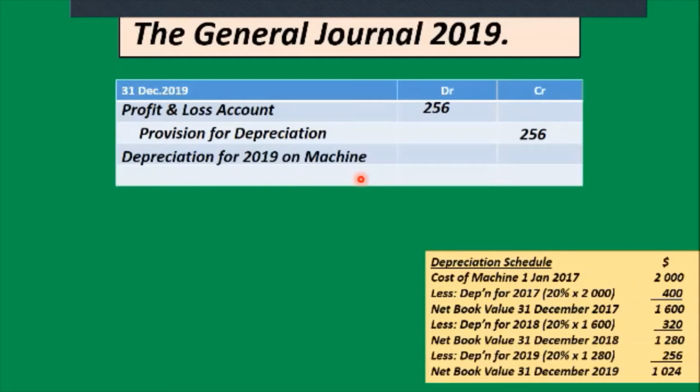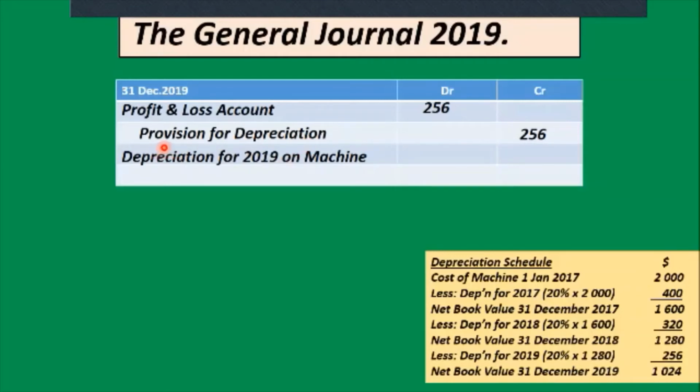Okay, so what you need to notice here is that for each of the 3 years, the same account was debited and credited. It's always the same. If it's another type of asset, say motor vehicles, the provision for depreciation would be on motor vehicles, and our narrative would read depreciation for whatever year on motor vehicles. So each type of non-current asset has its own provision for depreciation account.